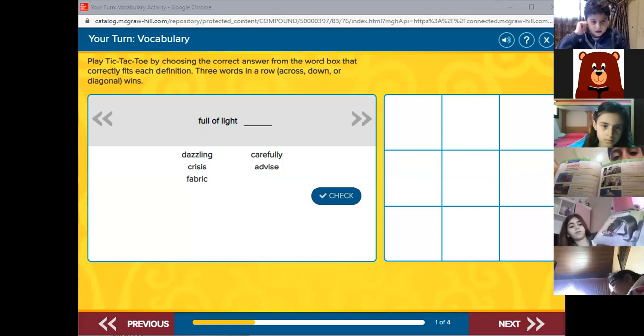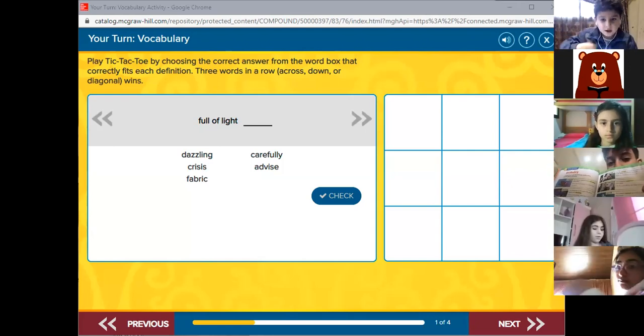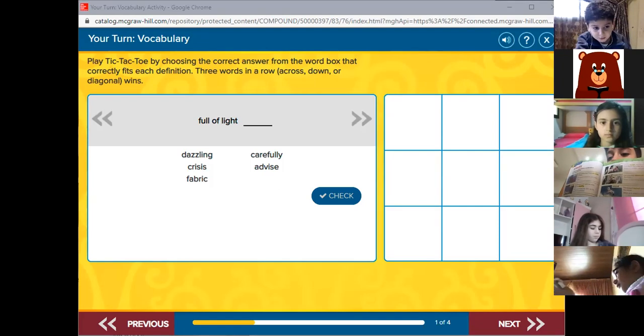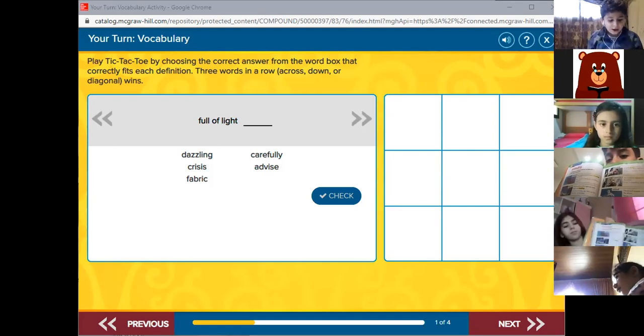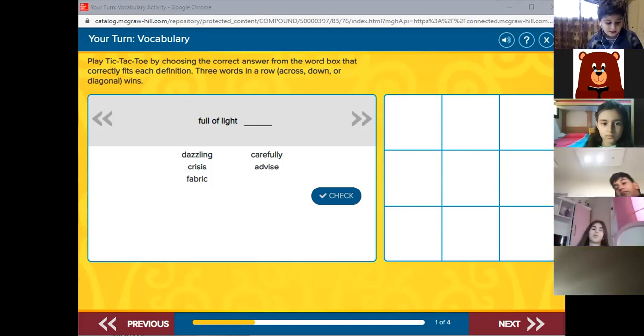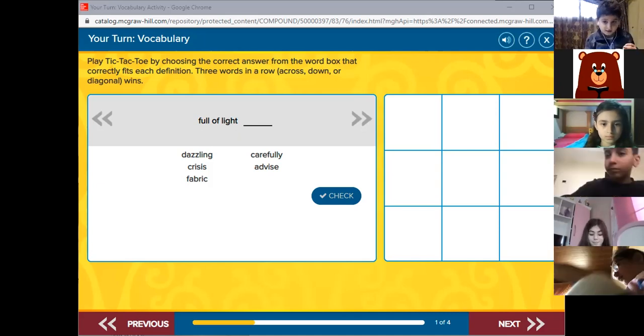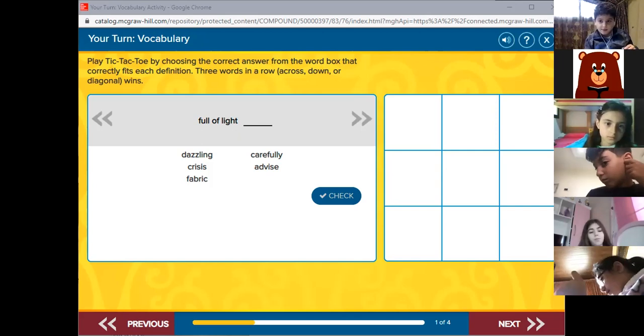Okay, I will give you the vocabulary. Yalla Ali, Basma, yalla Ali. I want to start. Ali will give you four words and Rev will give me the other four words, okay? Okay. Yalla Ali, start.